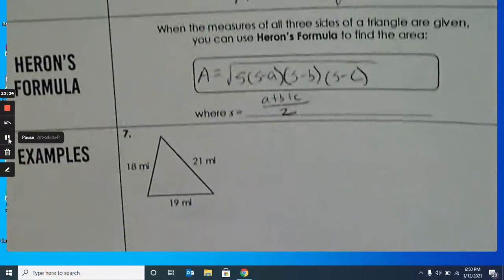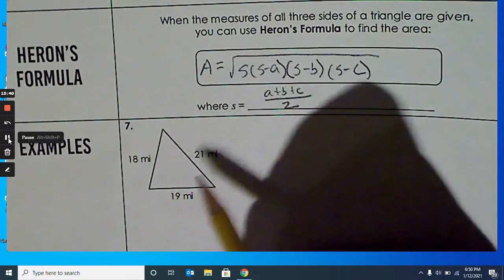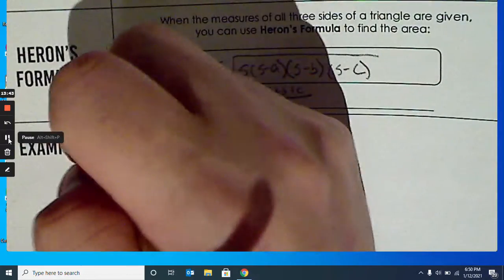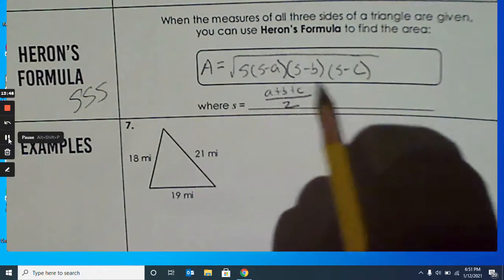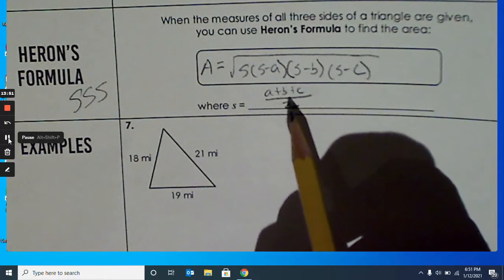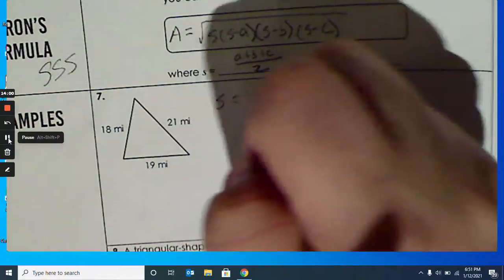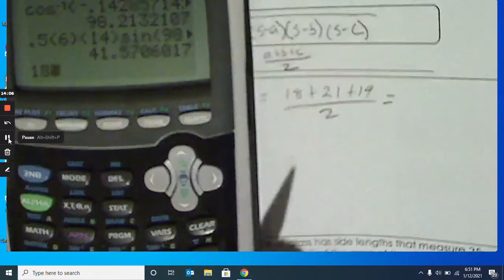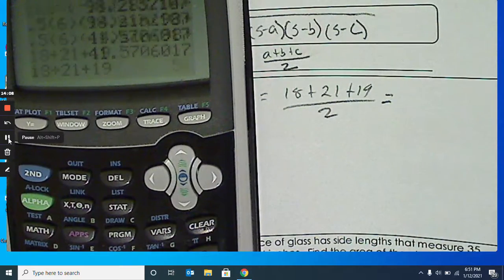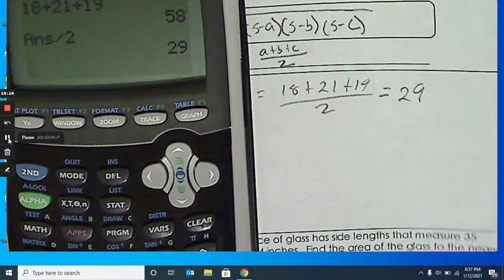Okay. Now, another formula is called Heron's formula, or Heron's formula, depending on how you pronounce it. This is if you have sides, side, side, side, then you can use this formula to figure out the area. There's two parts to this. There's the area formula, and there's how you get this S value, which is A plus B plus C divided by 2. So I'm going to start with that first, where S is equal to 18 plus 21 plus 19, all divided by 2. So 29's S.